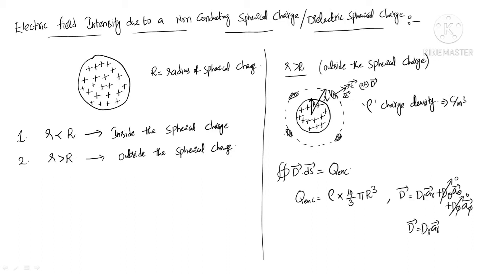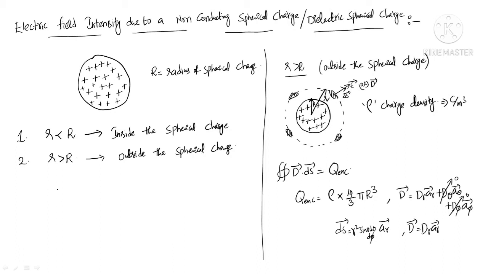The surface element on this surface can be written as ds bar. What is the differential surface vector in the radial direction? It is ar bar times the differential surface element, which is r square sine theta d theta d phi. So ds bar is equal to r square sine theta d theta d phi into ar bar. Now we got all the things: we got ds bar, we got d bar, and we got Q enclosed. Substitute all these things in this expression.